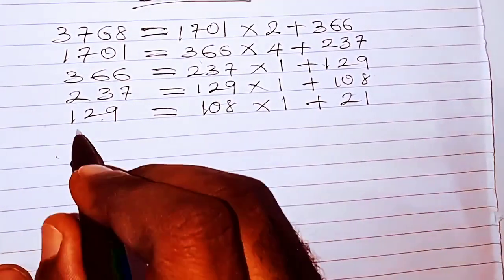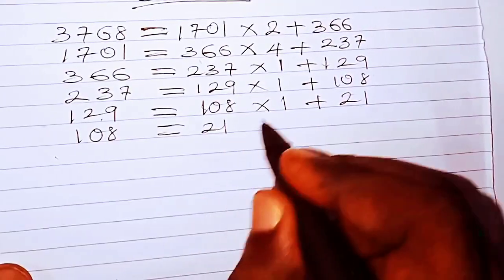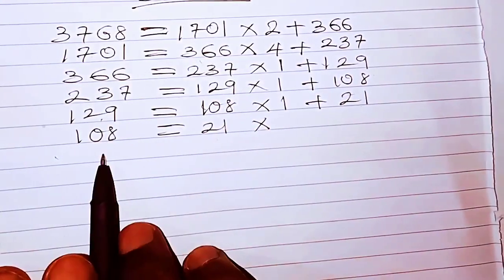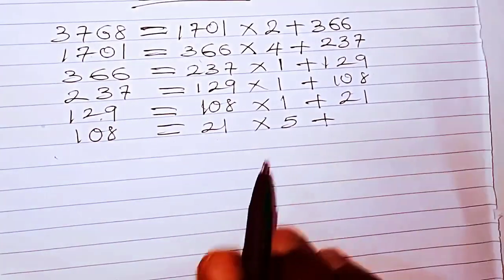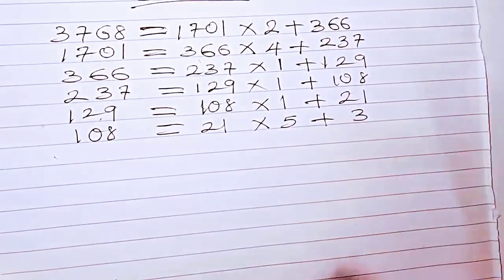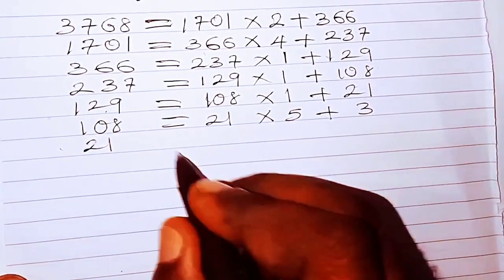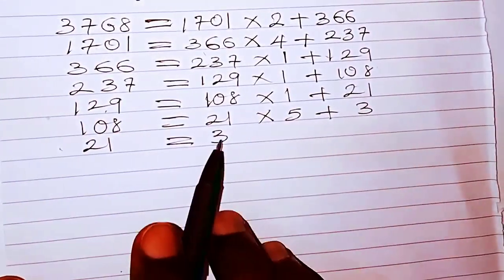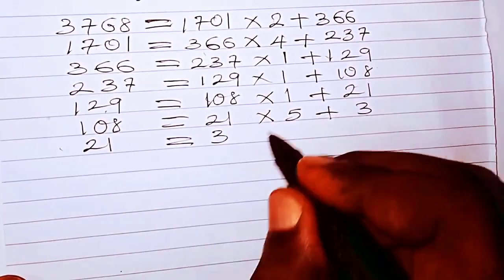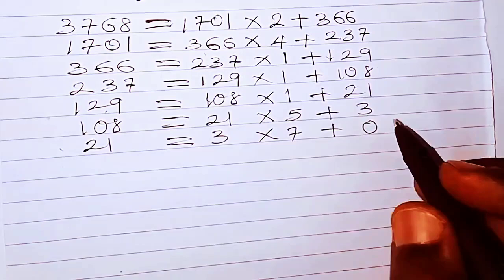So we'll bring this one here, 108, which is equal to 21, we'll bring the remainder there. The number of times we have 21 into 108 is going to be 5. That's times 5 plus the remainder, which is going to be 3. And then we bring this one here, that's going to be 21 equal to 3, then we bring the remainder here. The number of times we have 3 into 21 is going to be 7, and the remainder is going to be 0. Until we get to 0, that's where we get to stop.